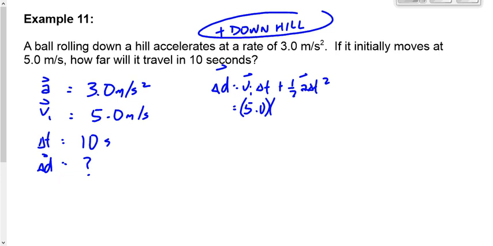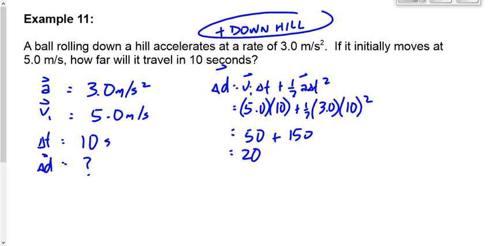5.0 meters per second times a time of 10 seconds plus 1/2 of 3.0 times t squared, 10 squared. 5 times 10 is 50. Do that on your calculator or in your head, right? Plus 10 squared is 100. 300 times 1/2 is 150. Do it in separate stages here, right? 50 plus 150 is 200. But how many digits does it need to be?